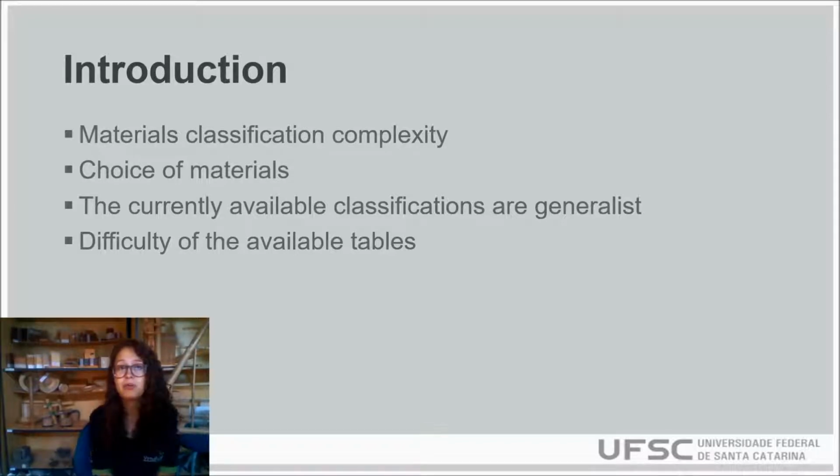The currently available classifications are generalist and, strictly speaking, fit for any product. However, the practice shows a difficulty in selecting the most appropriate materials considering the specific area of each project. The article aims to demonstrate the difficulty of the available tables and showcases studies of furniture projects and finally presents a classification proposal.